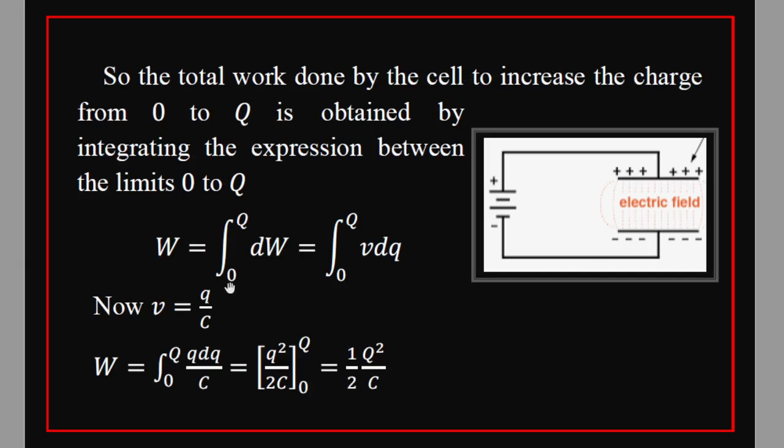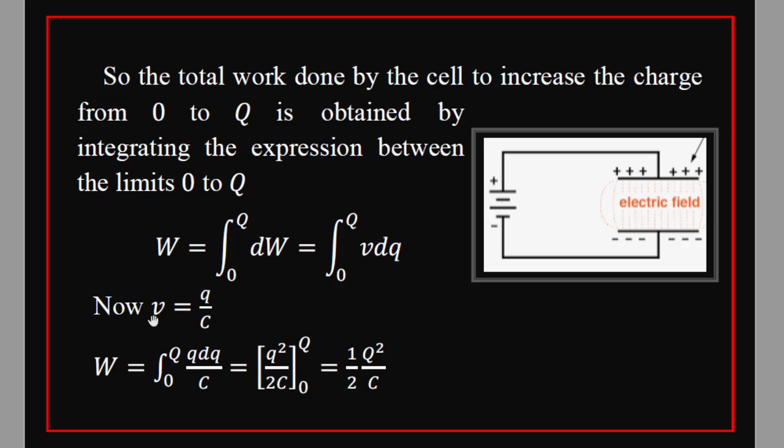So the limits of integration: charge is increasing from 0 to capital Q. So W is equal to integral 0 to Q dW, that is equal to integral 0 to Q V dQ. Now V and Q, both of them are variable here, because V is the potential difference and Q is the charge. So this cannot be integrated.